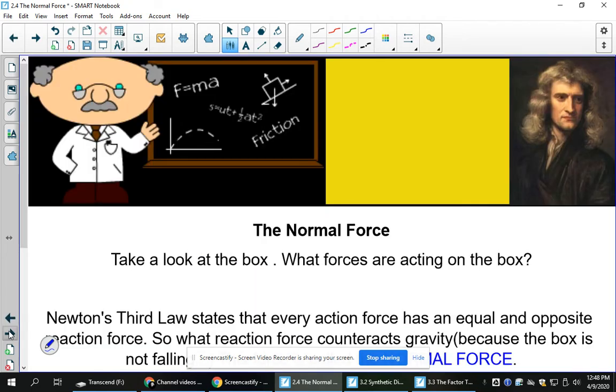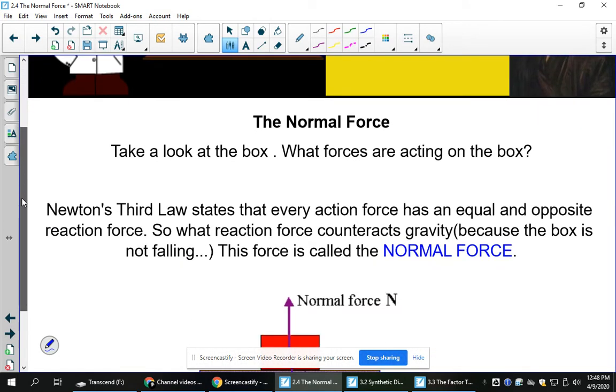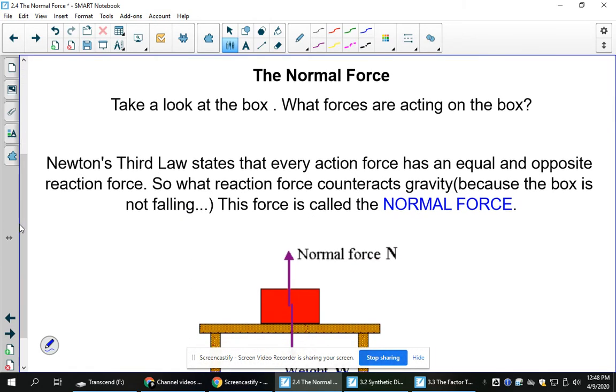Now, what is the normal force that we're learning about here? We're going to have a look at just a box sitting on a table or the ground or different spots and take a look at what we would call the normal force. So Newton's third law states that every action force has an equal and opposite reaction force. So what exactly is counteracting gravity?